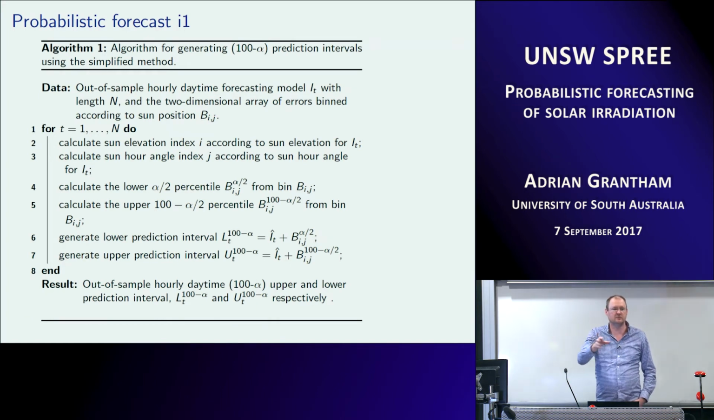How do we do a probabilistic forecast? So we say we're at that midday winter time. I've got my point forecast. I then go to the corresponding bin that particular time corresponds to, which contains all of those errors for that particular sun position. If I'm interested in constructing a 95% prediction interval, I will grab the lower 2.5 percentile and the upper 97.5 percentile, and then add those to my point forecast, and that'll give me an upper and lower prediction interval. And we just go through time generating our prediction intervals like that.